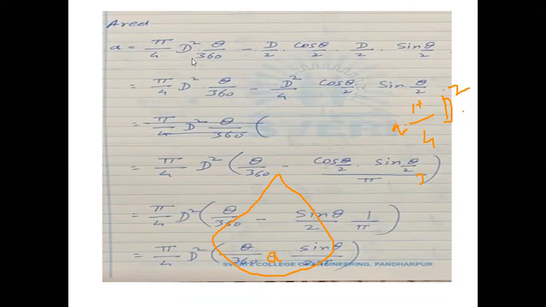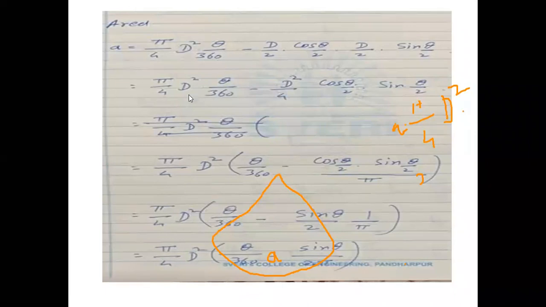So this way we can find out the small area. Pi by 4 into D square theta upon 360, because it has become a section. Section area we can calculate with the help of this formula. But we cannot take those two triangles into consideration, because only the bottom part we have to take into consideration. So I have subtracted these two triangles by writing D by 2 into cos theta by 2 into D by 2 into sin theta by 2. I hope you understood this part.